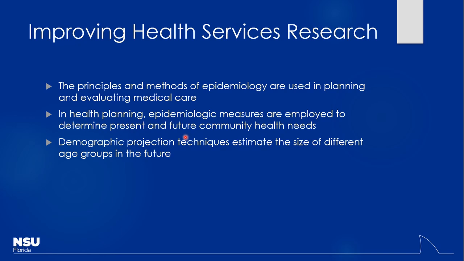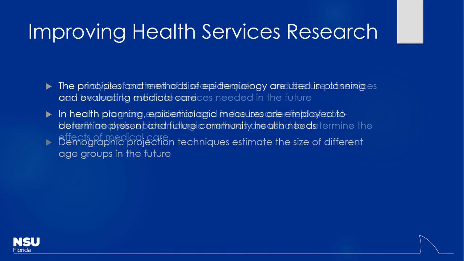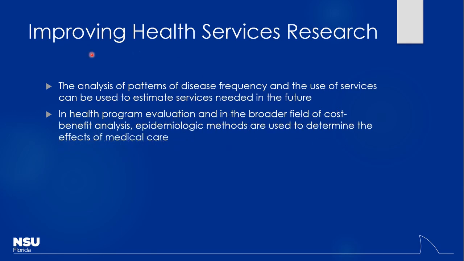So again, the priorities get set by various organizations here. But we can try to estimate, okay, what is the impact if we implement a program where we're educating providers about opioid use? How does that affect things like overdose rates? How does that affect the number of patients who are reducing the amount of opioids they're receiving? You can look at anything really. This is what these kinds of studies help us with. Looking at the analysis of patterns for disease frequency and the use of services can be really good estimations of the needs in the future.